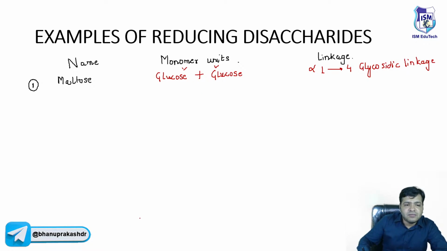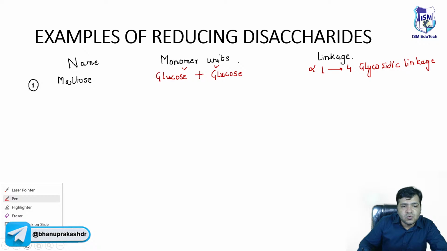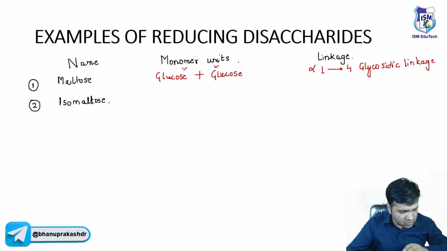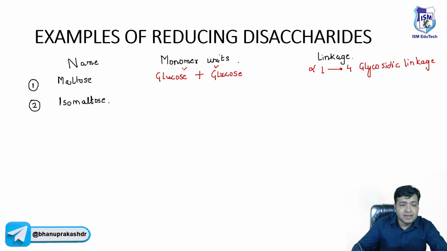Now coming on to the next part, beta. We have the next, that is isomaltose. Now, can anyone tell me what will be the monomer unit in isomaltose? Anyone who would like to give their expert opinion on this particular case? Yes, Riya Singh, very good.